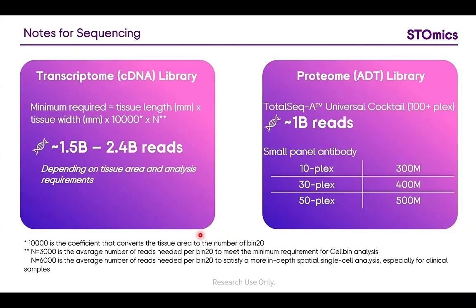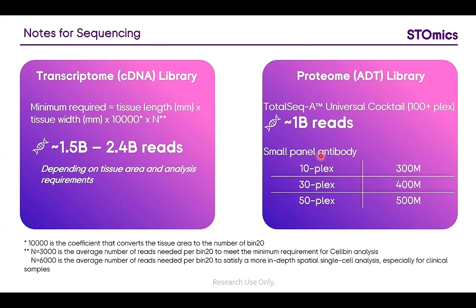Now, you may expect the total reads out for your library. For cDNA, we expect 1.5 billion to 2.5 billion reads for your sample, and this also depends on the tissue area and your analysis requirements. We have a formula for your reference. For ADT, if you apply a universal cocktail, which includes more than 100 antibodies for detection, we expect 1 billion reads for your sequencing.